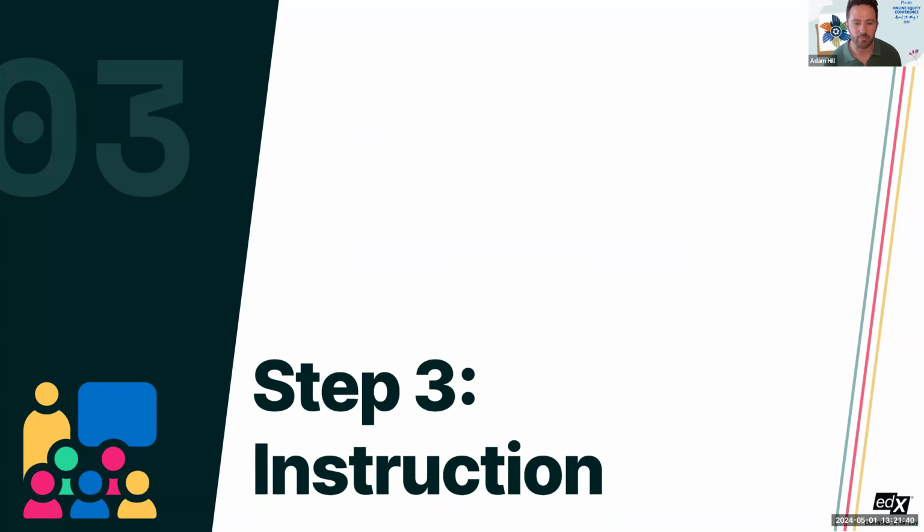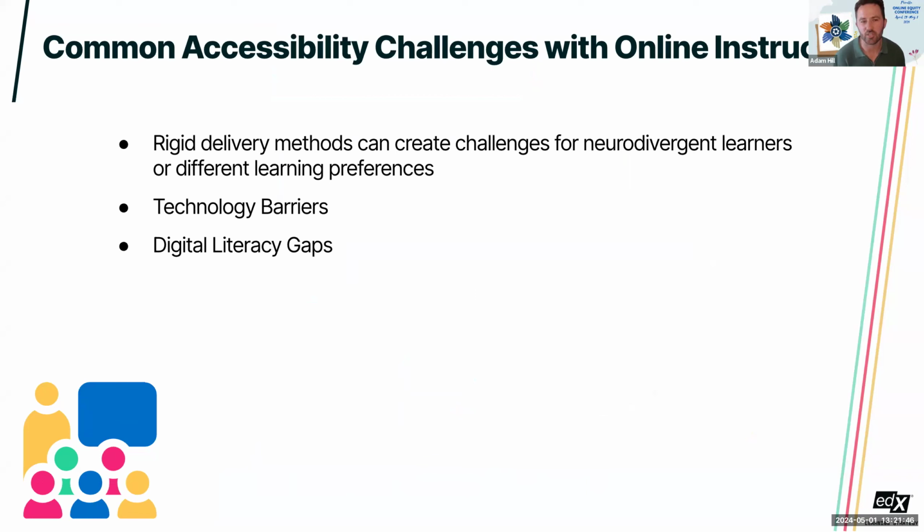So this is also a pretty meaty topic. I'll get to the main points here. On the next slide, some of the challenges we see when it comes to accessible online instruction are really rigid delivery methods that create challenges for neurodiverse learners or different learning preferences. If there's a lot of text in a lesson, that's not a great way for them to learn. So think about ways to open up those delivery pathways.